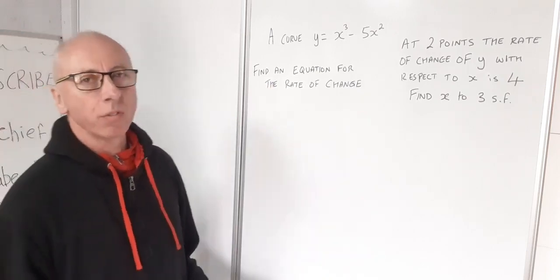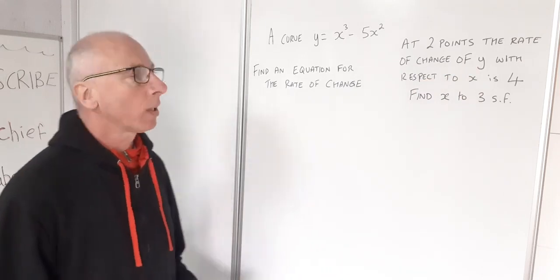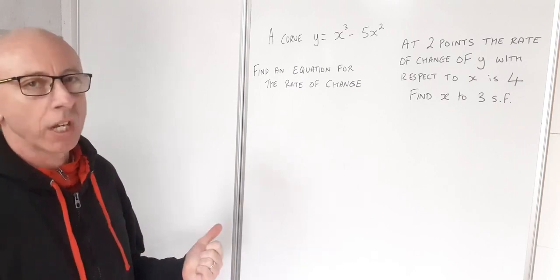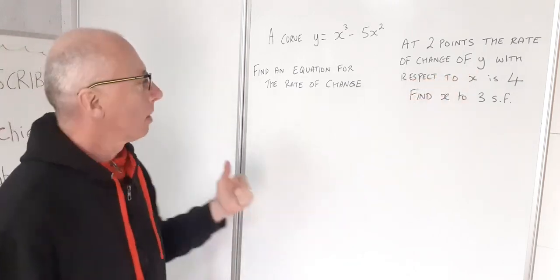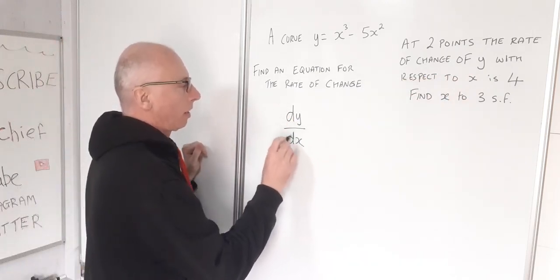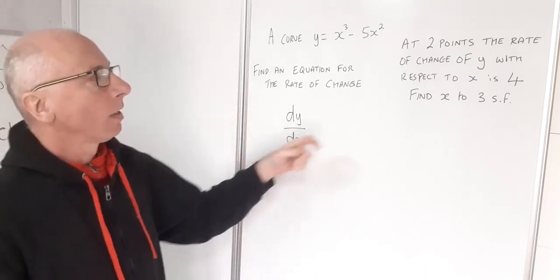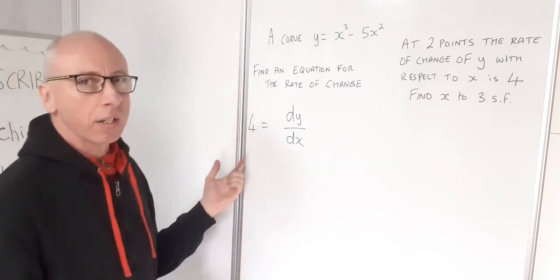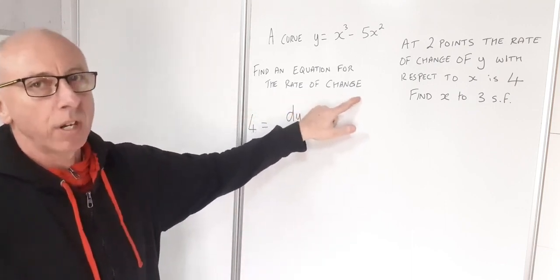Now, when we're looking at rate of change, and it says with respect of y to x, what we're looking for is derivatives. That's what this is all about. So the rate of change is always the derivative. So the rate of change of y with respect to x, we just write this as dy/dx. And what we want to do is find out when this equals 4. So 4 is going to equal this at some place along the curve. But first of all, we need to find the equation for the rate of change.